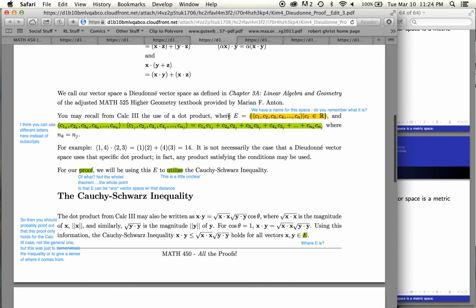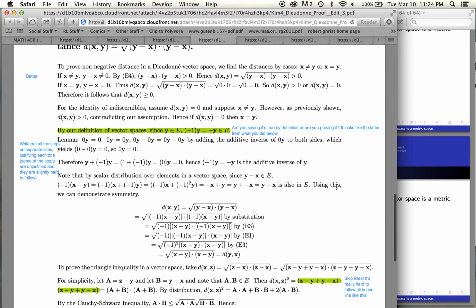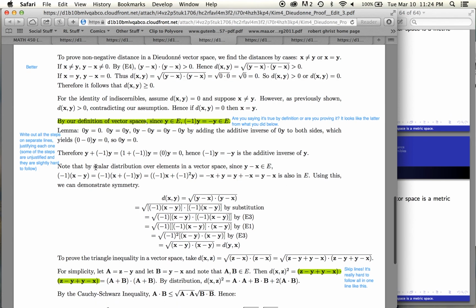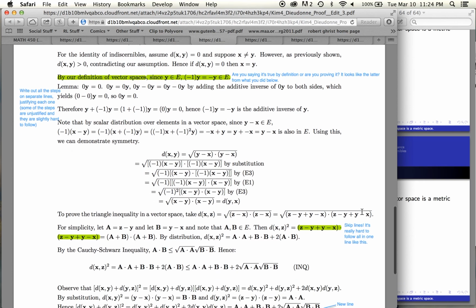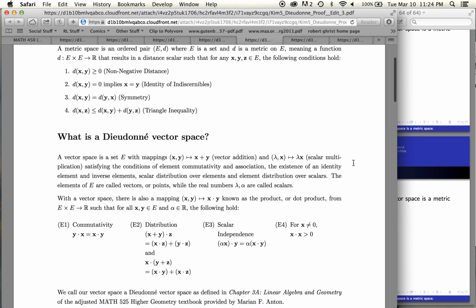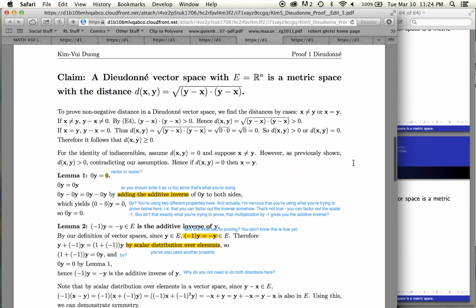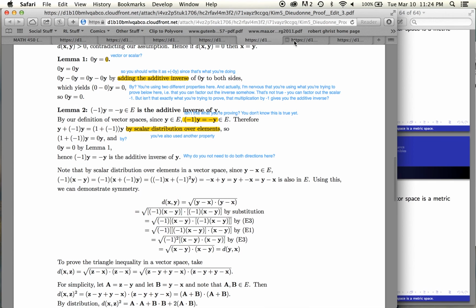I added in my definition of E and these two lemmas that allowed me to prove symmetry. And then, oh man, I was so excited for this one. No arrows. Oh, only a little comment. Little comments everywhere.